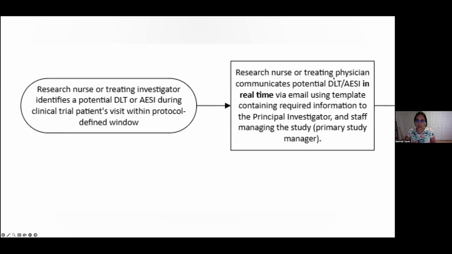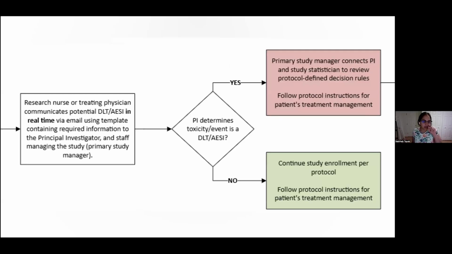Okay, so this research nurse then communicates the potential DLT in real time via emails, or sometimes they're reporting it at the study team meeting because it just happened and the study team meeting is that day, so we just talk about it in the study team meeting. But the information has to be communicated in real time to the PI and the staff managing the study, most often the primary study manager. Then the PI determines if the toxicity event is a DLT. And then their current workflow is that if it is a DLT, the primary study manager connects the PI and statistician to review the protocol-defined decision rules and to then decide what to do.